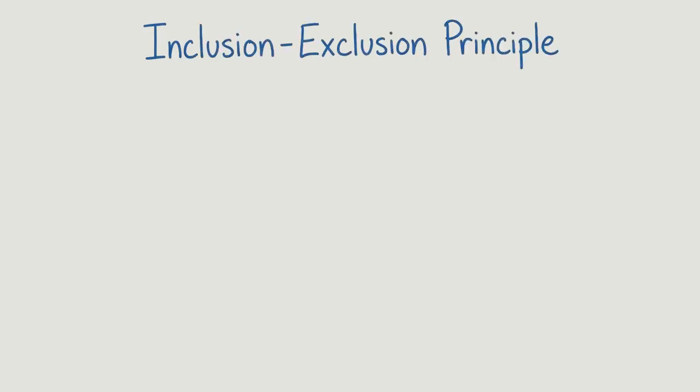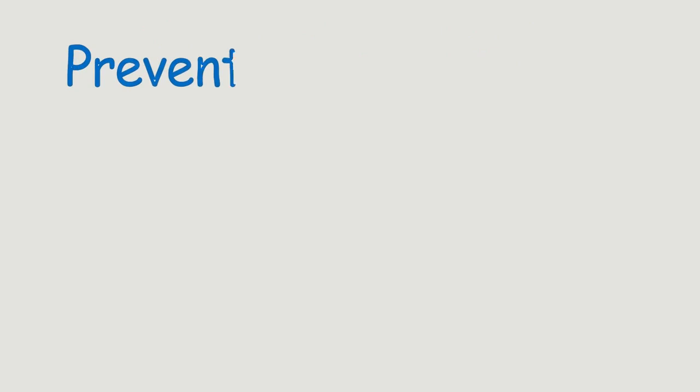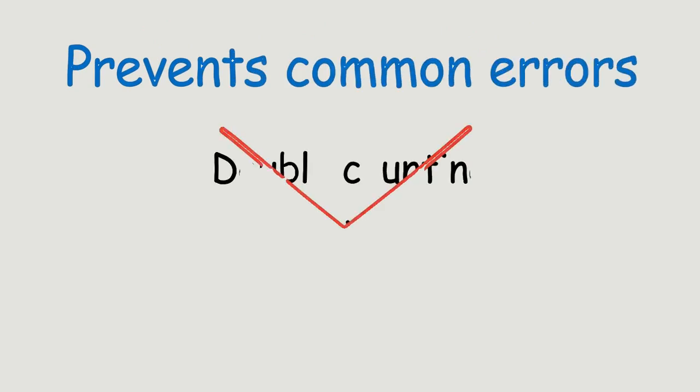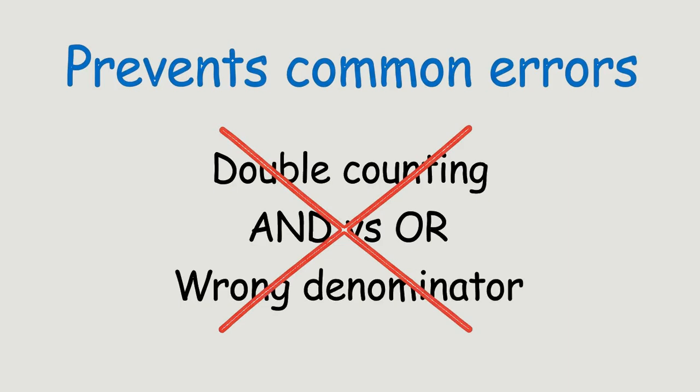Venn diagrams are essentially a visual version of inclusion-exclusion. They ensure that every atomic region is counted exactly once, no more, no less. That's why they prevent common errors like double counting, forgetting overlaps, confusing and with or using the wrong denominator in conditional probability. They do have limits.